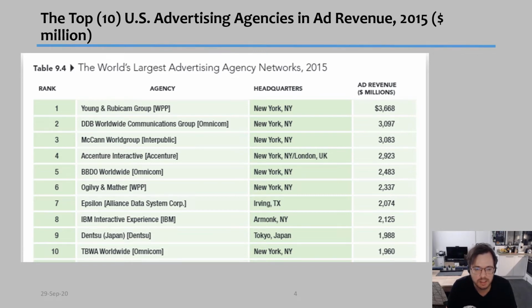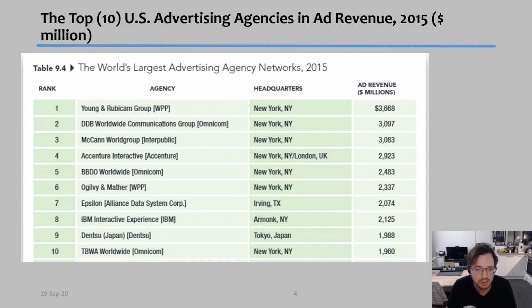Some of these companies are really big, and most of them, as you probably realize, are located in New York City, in the state of New York in the US, but they all have offices all over the world. This is just their headquarters, so it does not mean they're just located in that country.